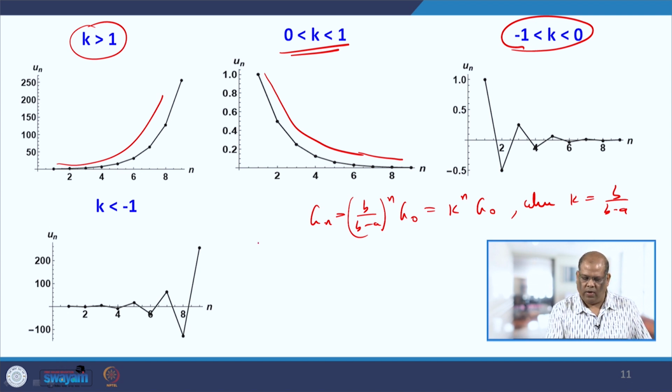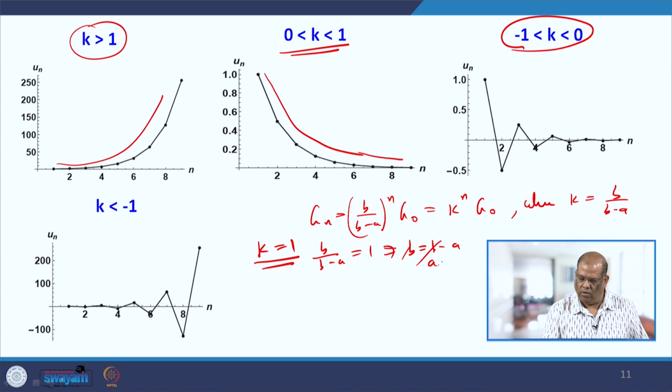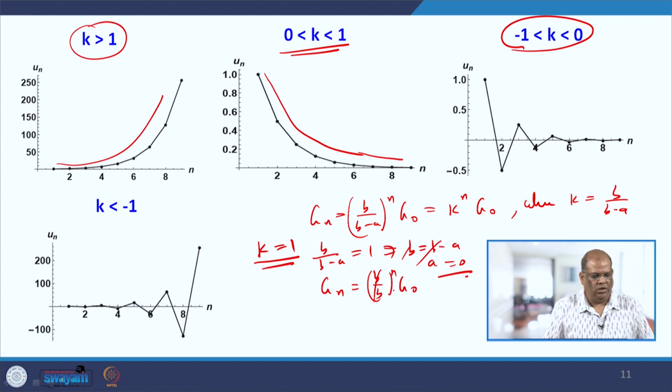Now, what happens when your k is equal to 1? If your k is equal to 1, then b by b minus a equals 1, which implies b equals b minus a. So, your a equals 0. If your a equals 0, your Gn becomes (b by b) to the power n into G0, and this gives you only G0. So, your Gn will be equal to G0 for all future time.